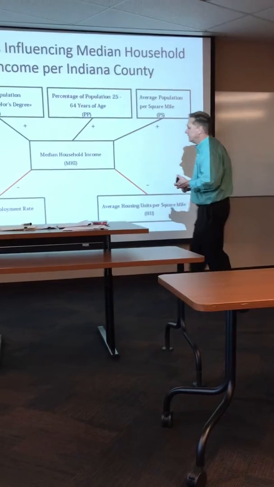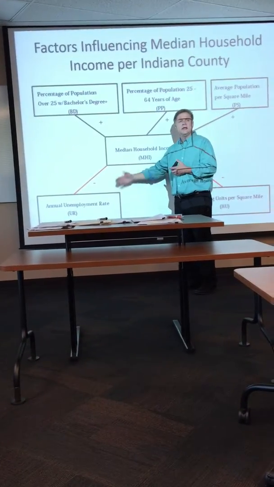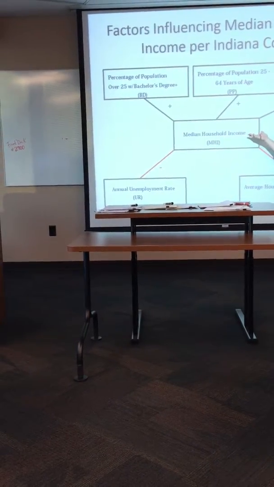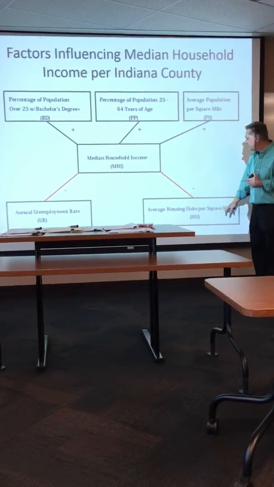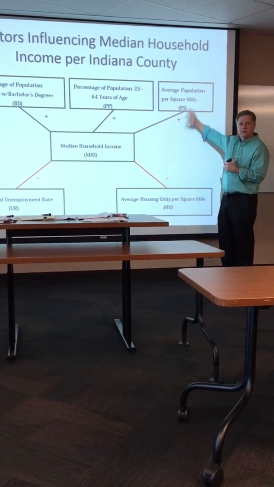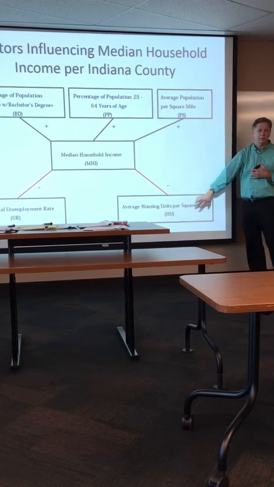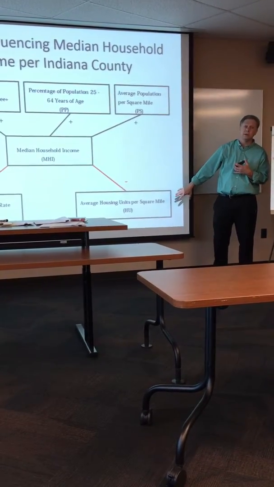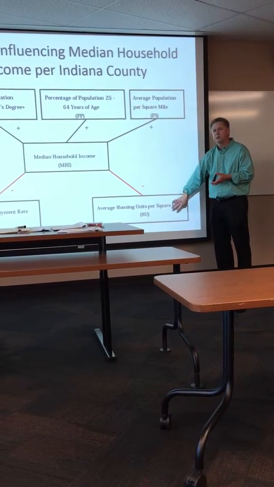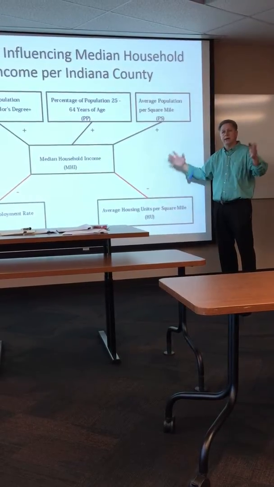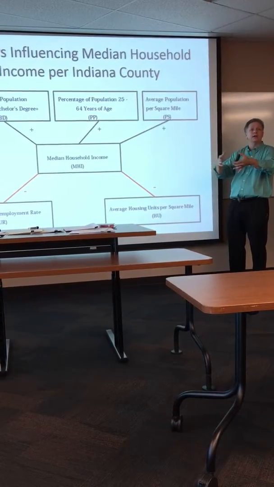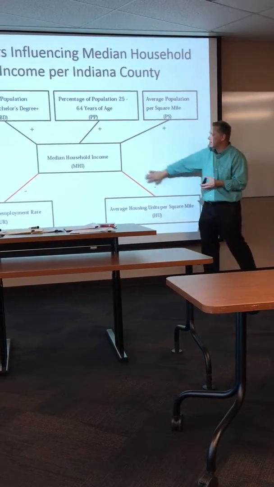I also believe the unemployment rate will matter, but in a negative way. Higher unemployment rate, lower median income. And the average number of housing units per square mile. Yes, population matters, but if all those people are all living in one house, it's not because they're rich. They're living in one house because they can't afford to live elsewhere. So the number of housing units per square mile matters. You put a lot of housing units right on top of each other, they're probably cheaper, apartment type living. That's a negative. I'm counting that as a negative.